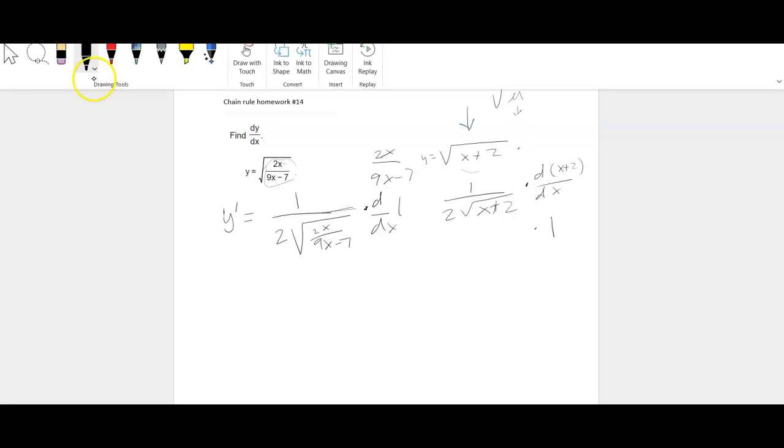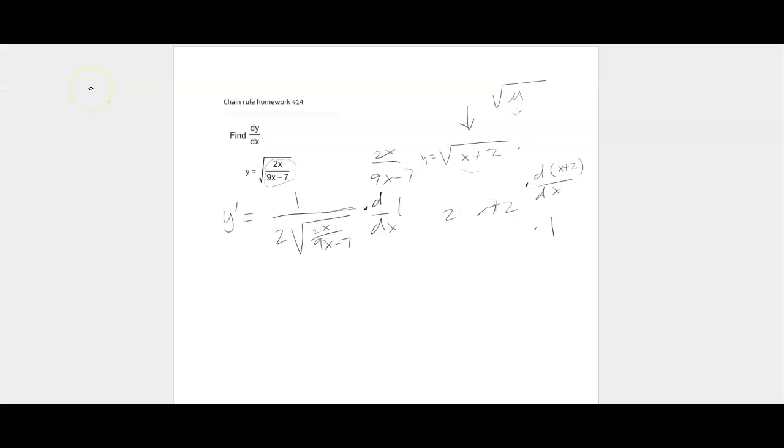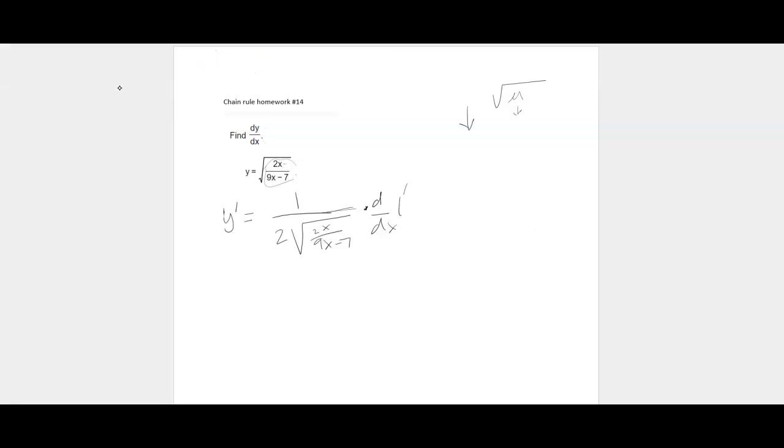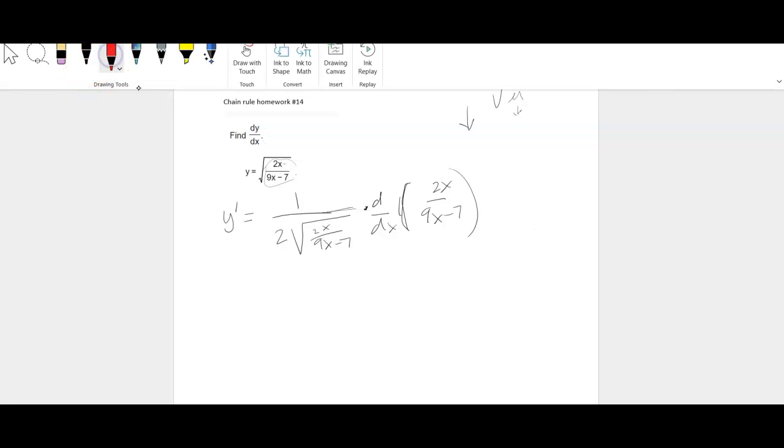Let me erase some of this because it's getting messy. So I still have to multiply by the derivative of what's inside, and that derivative is not going to be a 1 this time. That's why the chain rule has become important. Now I have a 2x over 9x minus 7, and I actually am going to need the quotient rule to do that. So the next step is just to find, I'm going to leave all this written down, but I want to just do this now.